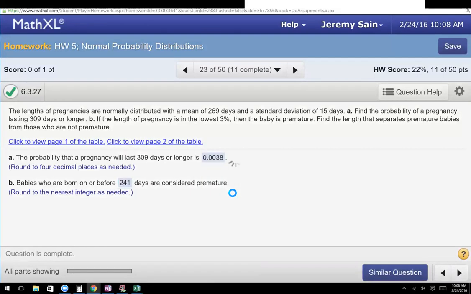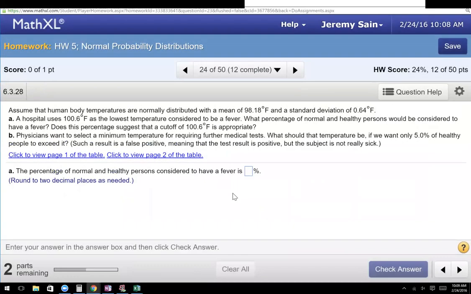Let's do another one like that. All right. Human body temperatures are normally distributed with the mean of that and the standard deviation of that. A hospital uses 100.6 as the lowest temperature to be considered a fever. What percentage of normal and healthy persons would be considered to have a fever? Does this suggest that the cutoff of 100.6 is appropriate?